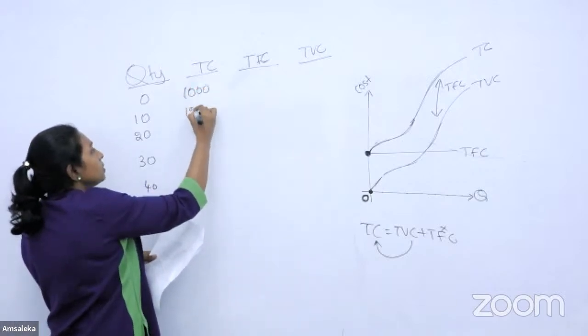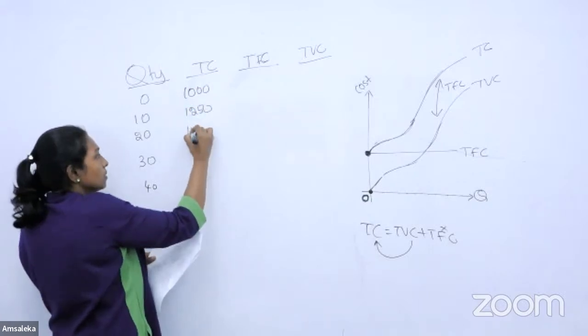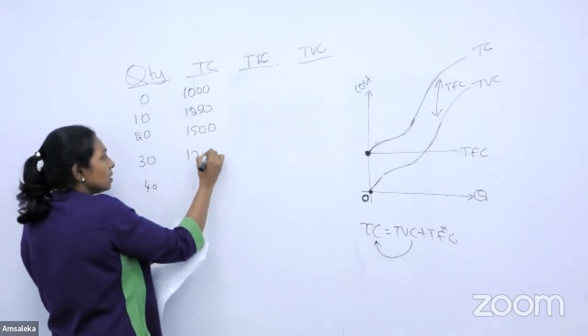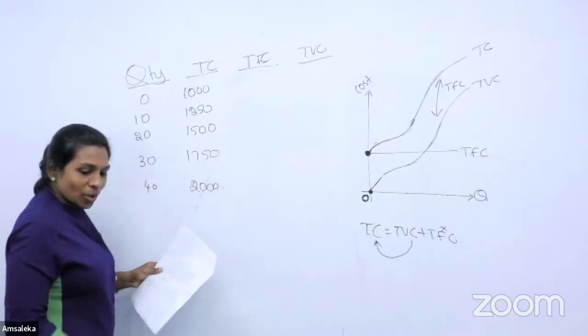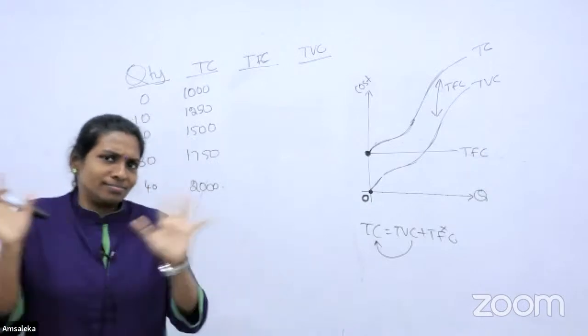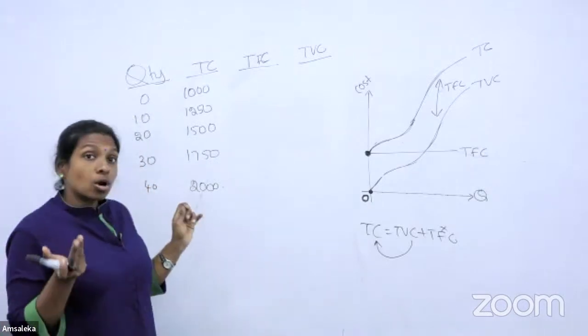1,000, 1,250, 1,500, 1,750, 2,000 given. Okay. Now, quantity and total cost is given.